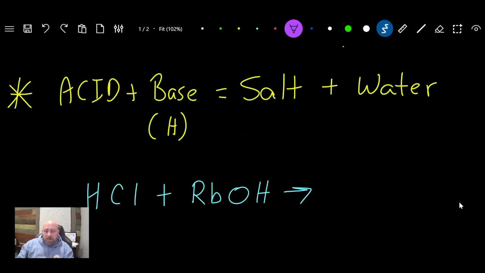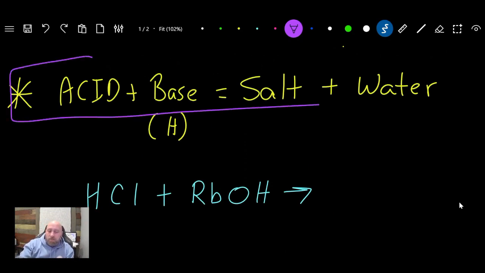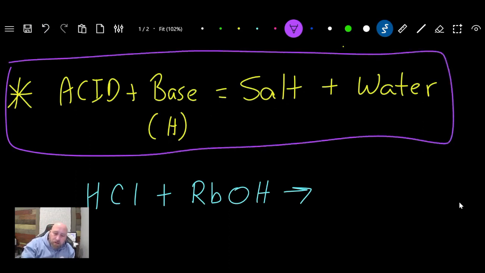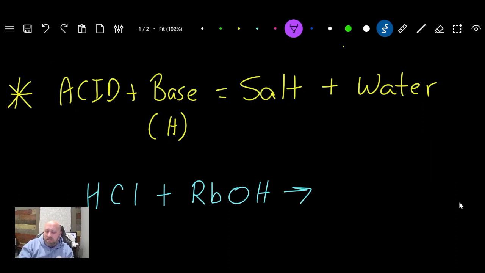The other thing that I want you to write down in your book is this right here. And technically you do need that H under there. So an acid plus a base, a hydrogen base, is always equal to salt plus water. Okay, what does that mean? Water is always H2O, right? There's always hydrogen and oxygen over there.